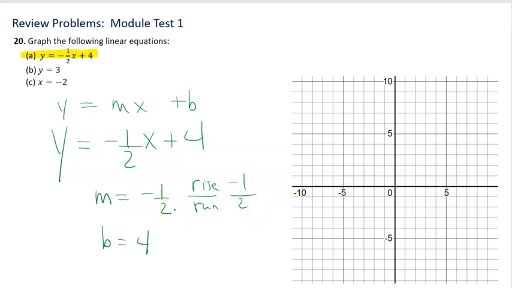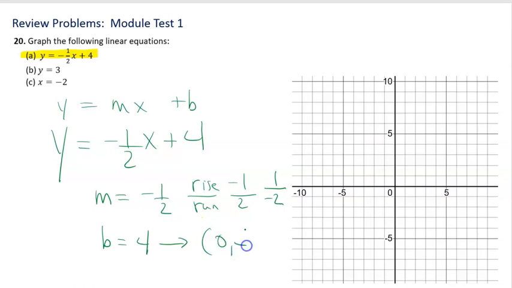Now another option is we could take that negative with the bottom. We could also rise up 1 and go left 2. So when you have a negative, you have a choice. Do you want to take it with the numerator or the denominator? And you can do both if you want to. But the first thing we have to do is find our y-intercept. And this is the b. The b is the y value of the y-intercept.